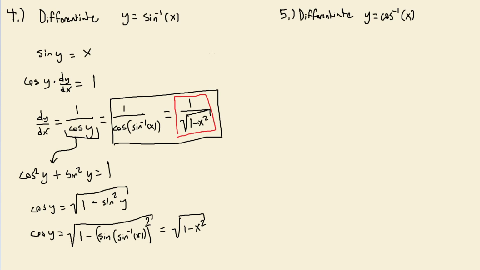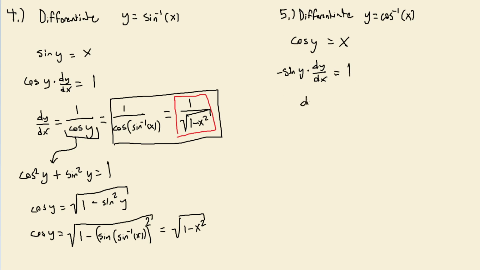And the derivative of y equals the inverse cosine of x is very, very similar. We just say that cosine of y is equal to x. Take the derivative of both sides. We'll take the derivative of cosine of y with respect to x, but first we take the derivative with respect to y. That's going to be negative sine of y multiplied by the inside function, the derivative of that with respect to x, dy dx. This is just going to be equal to the derivative of x with respect to x, which is 1.